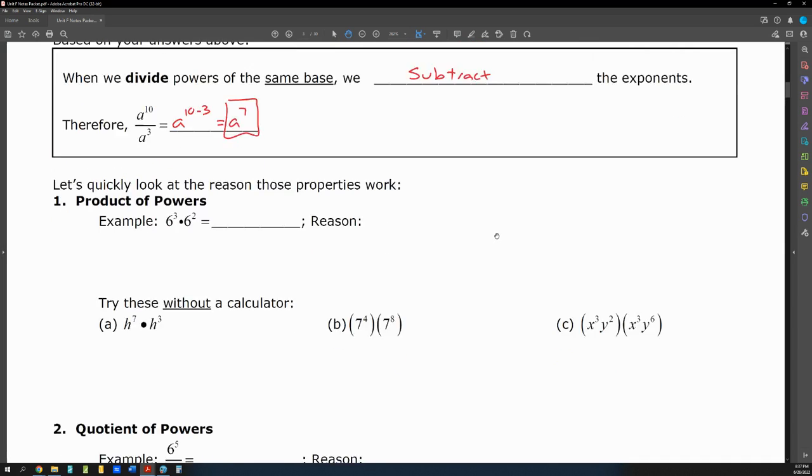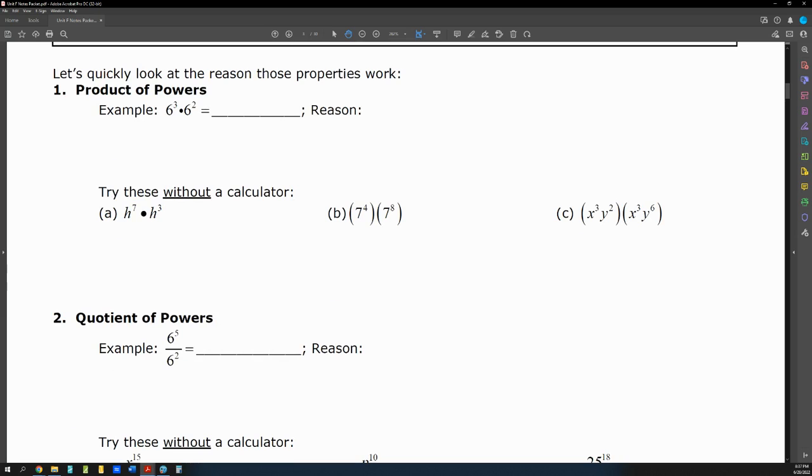So let's take a look at why these properties work. The very first one is the product of powers, or I always like to call it the product rule. If we have 6 to the third times 6 squared, this is equal to 6 to the 3 plus 2, or 6 to the fifth. And the reason why, if I have 6 cubed times 6 squared, well, if I group these and expand these exponents out, I have 6 times 6 times 6, that's my 6 cubed, times 6 times 6, that's 6 squared. If I were to multiply all of these together, I have 6 times itself 5 times, which is 6 to the fifth. So let's go ahead and try these without a calculator.